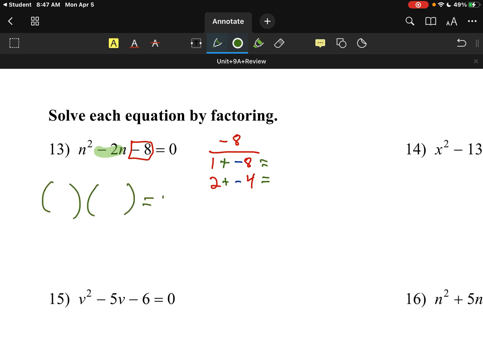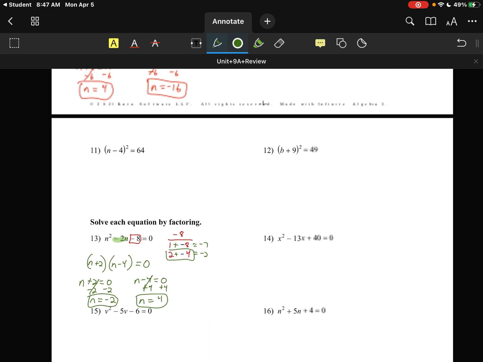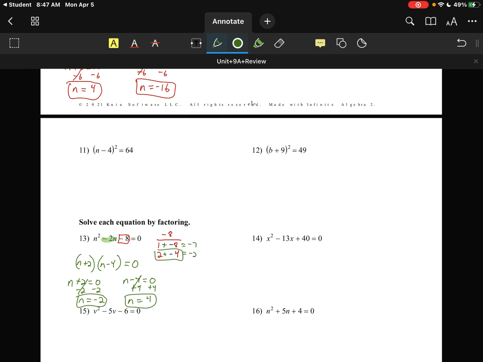Then you add straight across. So you have to factor first. 1 plus negative 8 is negative 7. 2 plus negative 4 is negative 2. So those are our numbers. So n plus 2, n minus 4. Now, since you have two sets of parentheses, they're all going to equal 0. So n plus 2 equals 0, and n minus 4 equals 0. Then you just solve. We subtract 2 here, so n equals negative 2. You add 4 here, so n equals 4. With those two sections, you're always going to have two answers here for this test.